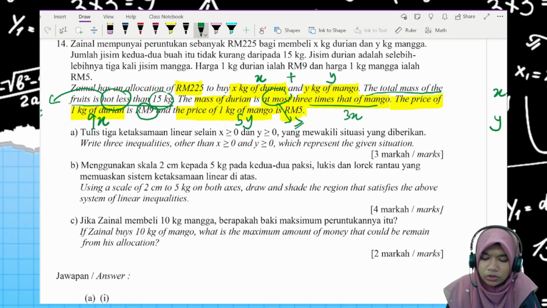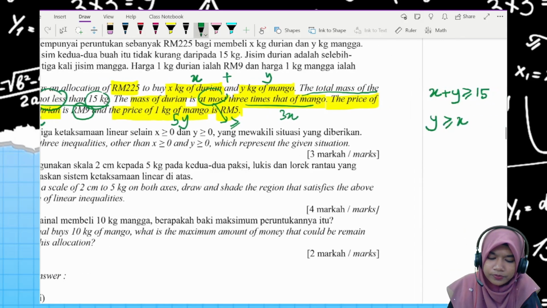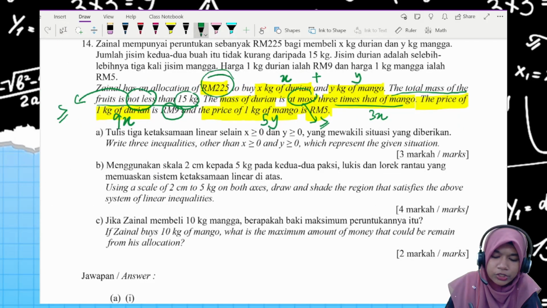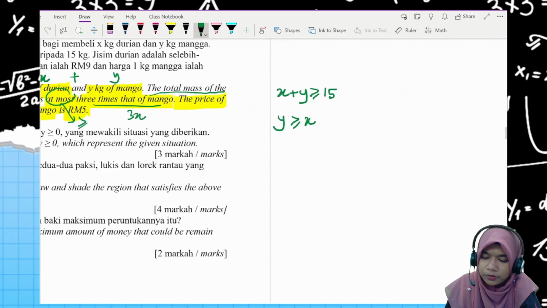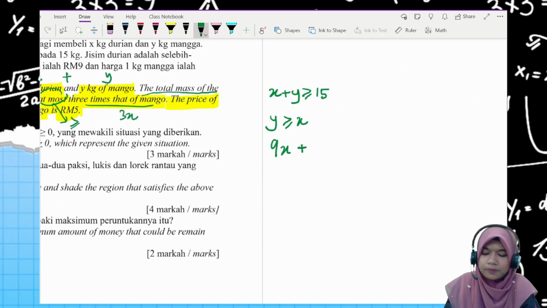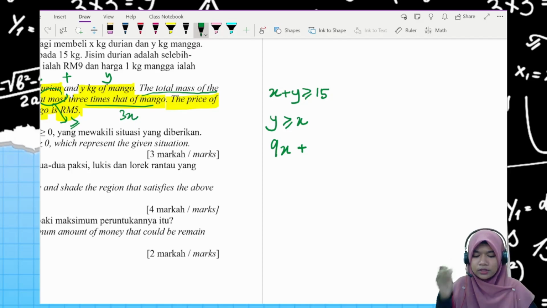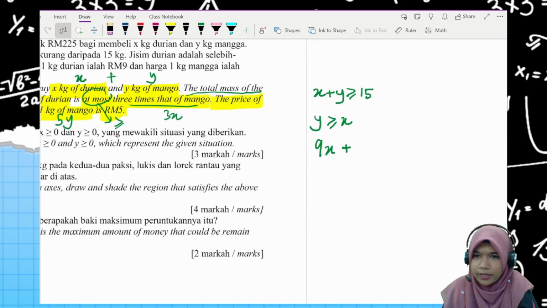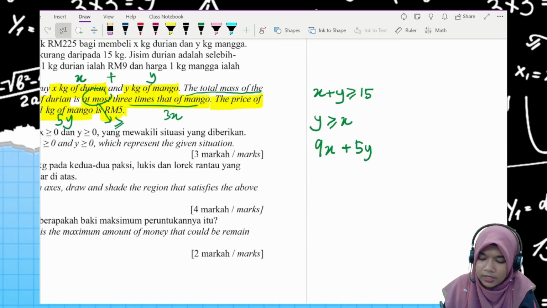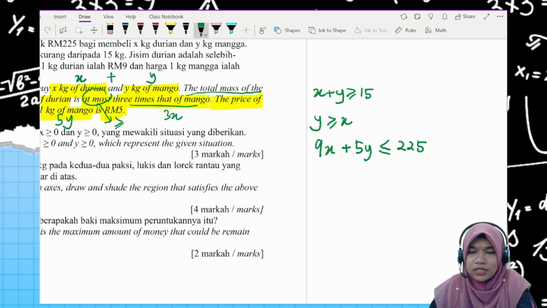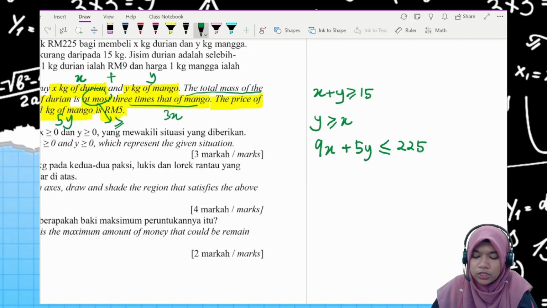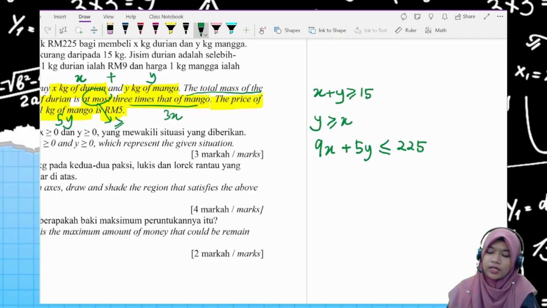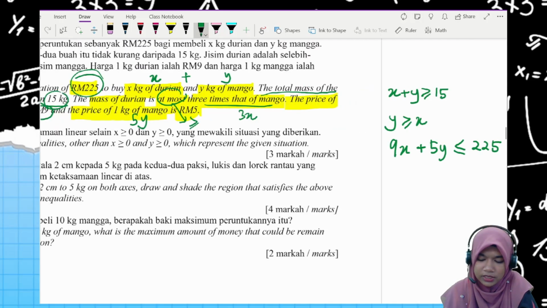So the total, the allocation is 225. The total price that he pays is 9x plus 5y, less than or equals to 225 because Zainal just has 225. So he has to spend at most 225. Now you have three linear inequalities here.